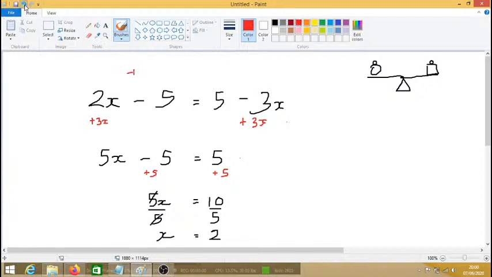Let me use a different color just to avoid confusion. This isn't a step. We've done the method. We're just checking our answer. So I'm just going to use blue. So 4 take away 5 is minus 1.